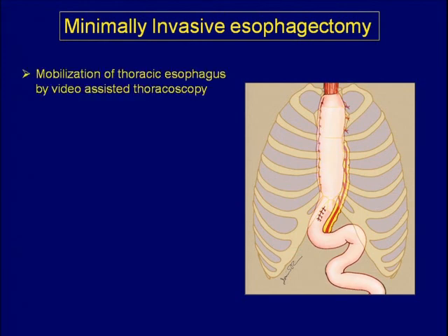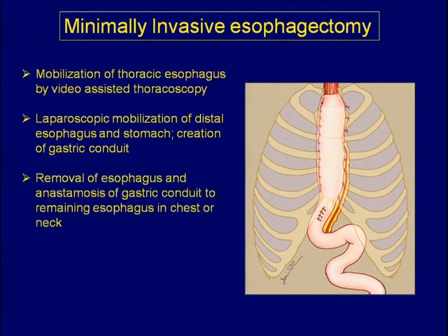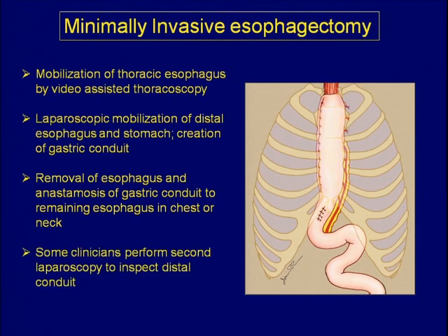What's happened now with the minimally invasive procedure, though, is the mobilization of the thoracic esophagus is done with a videothoracoscopic approach. So there's lung collapse, VATS thoracoscopy. Then you use a laparoscopic procedure to mobilize the abdomen. And then there's a small incision made, the stomach is pulled up, and there's a gastric conduit that's created. The esophagus is then moved, and in our institution, we actually do a neck incision.